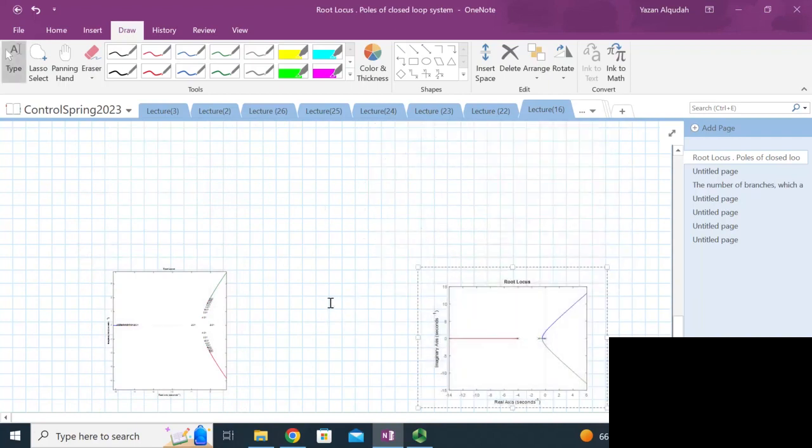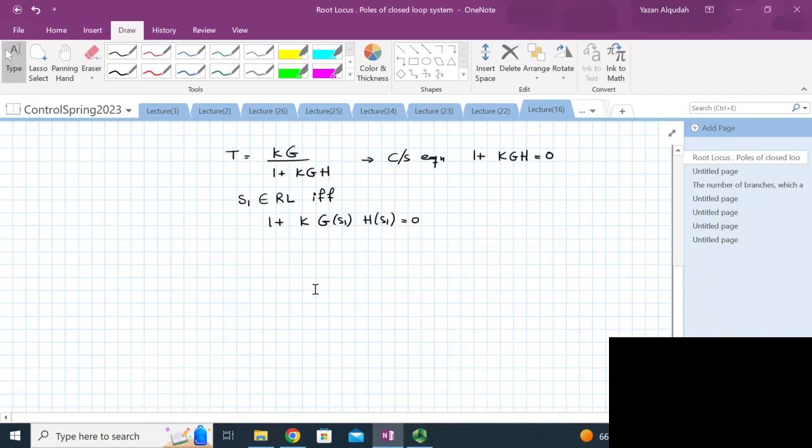Now this is very important, and probably we should have mentioned it in the previous class, so that's why I'm coming back to this. I can write this as k multiplied by g of S1 multiplied by h of S1 equal to -1. So again, S1 is on the root locus if it satisfies this equation. What does this equation say? It says the magnitude of k multiplied by g multiplied by h has to equal -1. But I can write this -1 as an angle, that is 180 degrees.